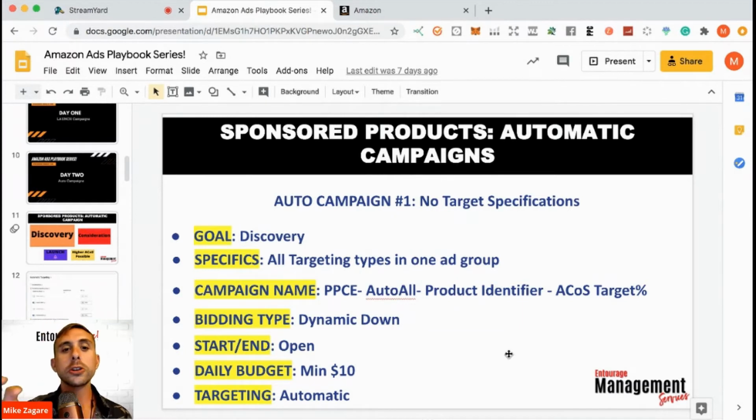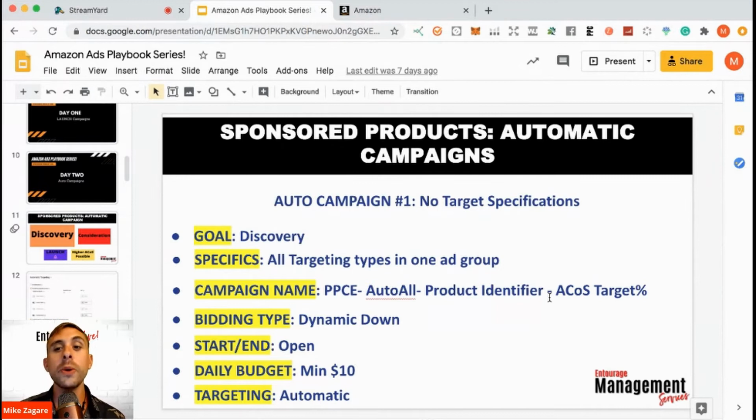All right, guys. So campaign name, PPCE-Auto All. Now, the reason why Auto All is this is the type of auto campaign that has all of the targeting groups inside of one ad group. Dash product identifier, that's the name of your SKU or your product. Dash ACOS target, you can make an ACOS target of 30, 40, 50%. We don't want to go too much higher than that because then you're going to start to lose money.